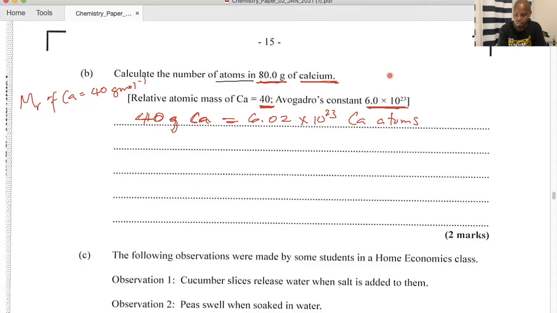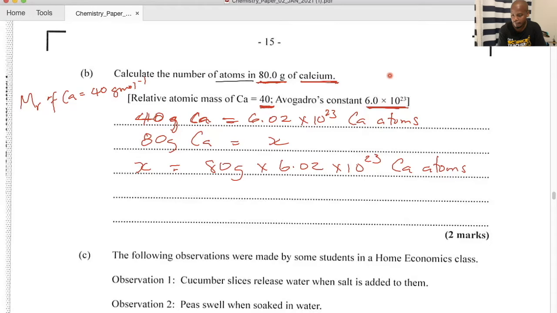So this should give us 80 grams of Ca be equal to X. For the cross multiply, X would be equal to 80 grams times the Avogadro's number of calcium atoms, that is, and all of that now is being divided by 40 grams. This into itself 1, this into 80, 2. So we have twice the Avogadro's number, which is 1.2 times 10 to the 24 calcium atoms.